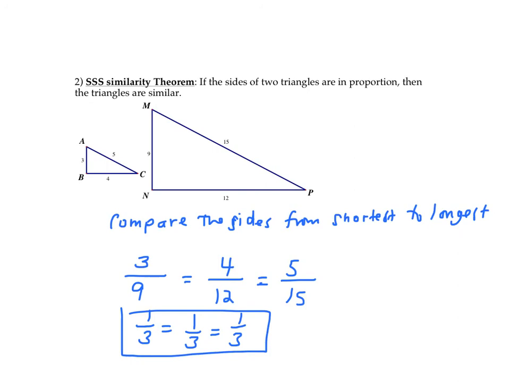So let's write our similarity statement. Triangle ABC is similar to, and if you name that second triangle MNP, you are correct. And they are similar by the side-side-side similarity theorem.